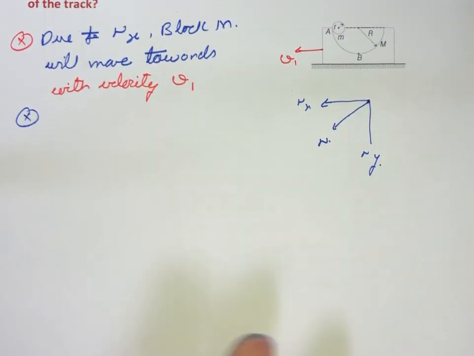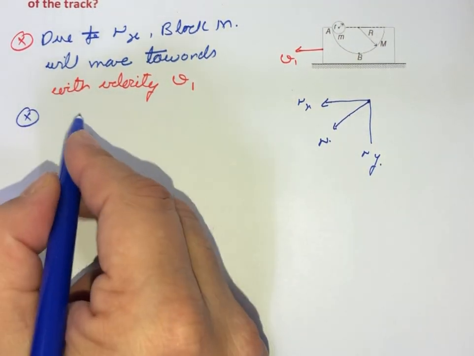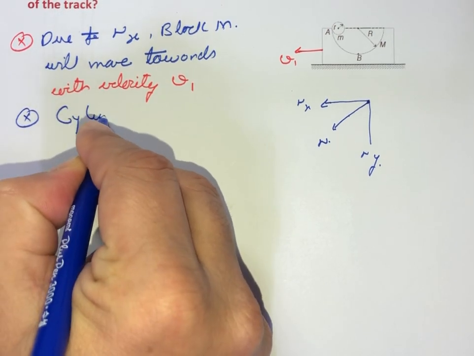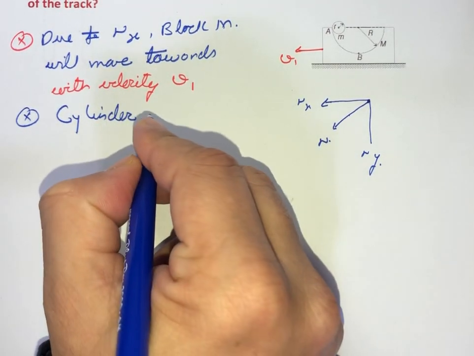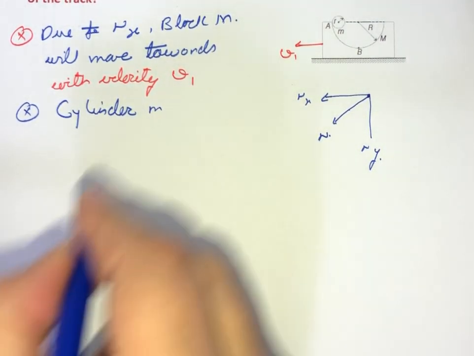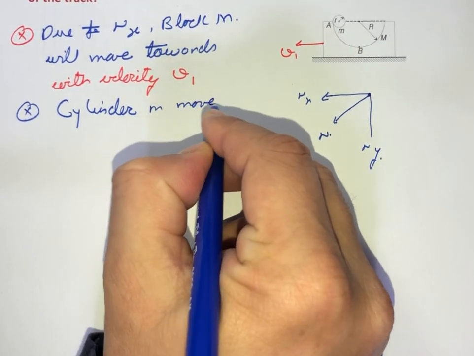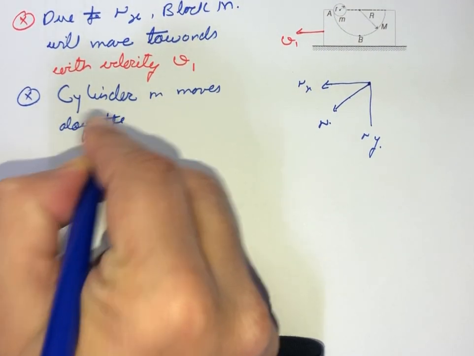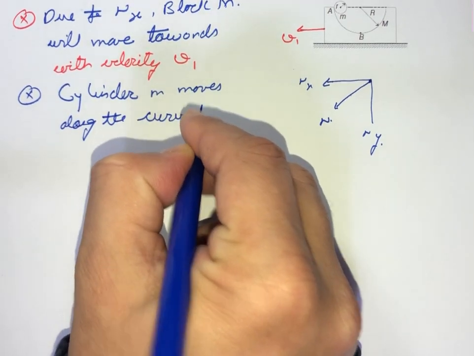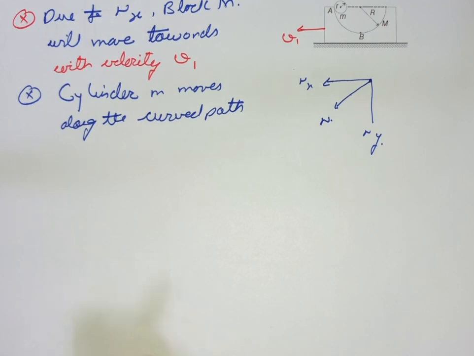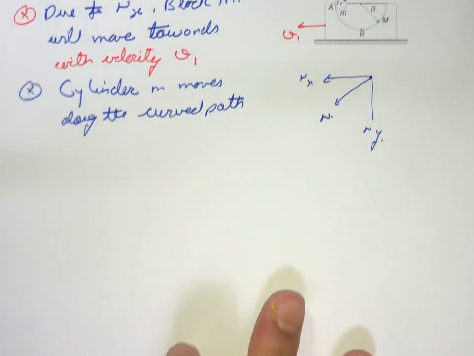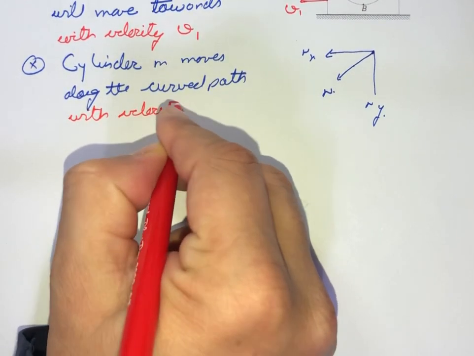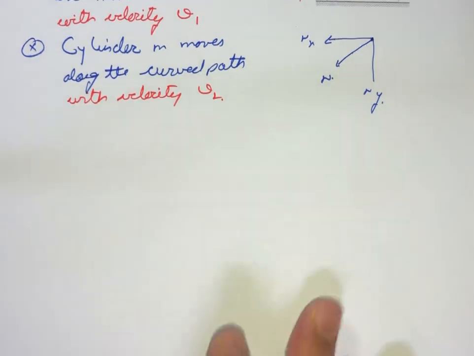And the cylinder m moves along the curved path with velocity v2.